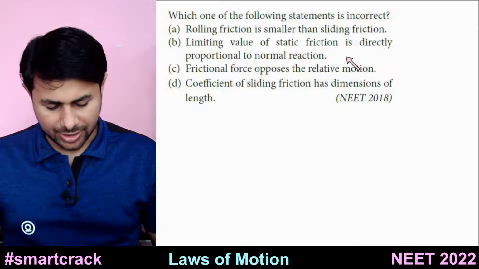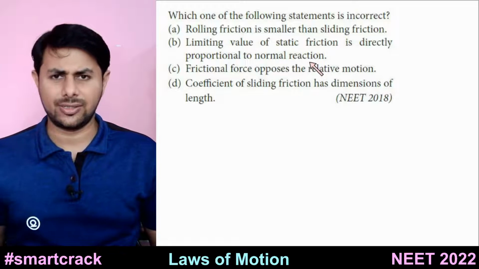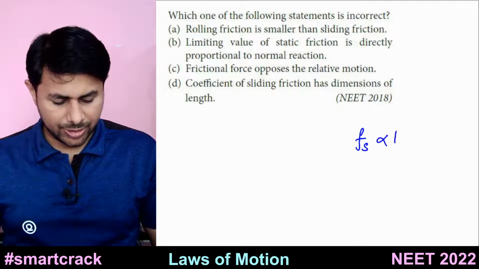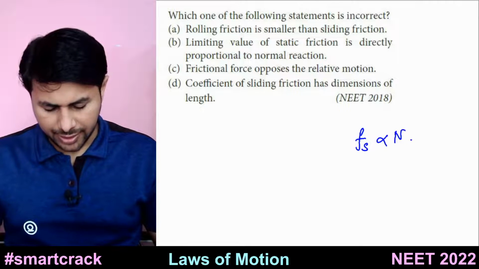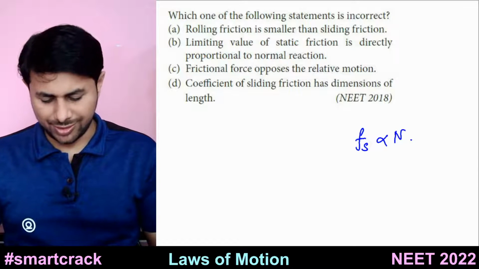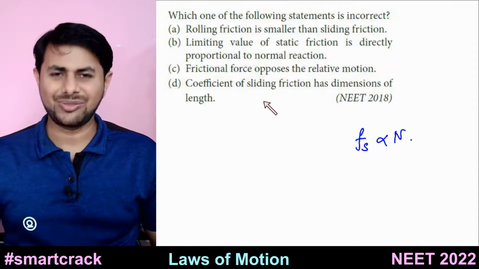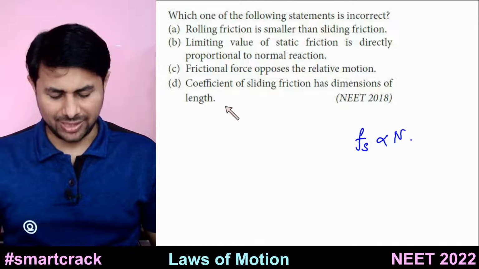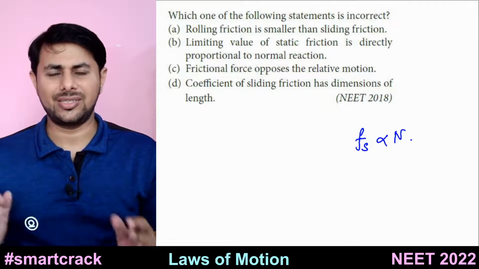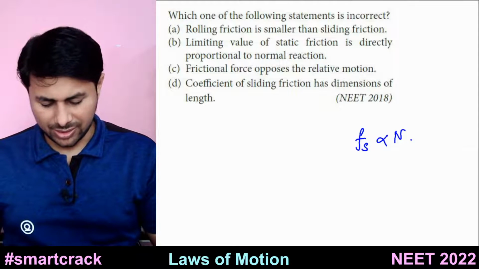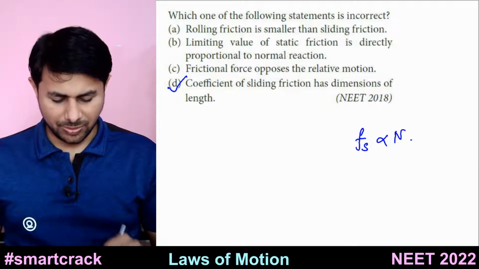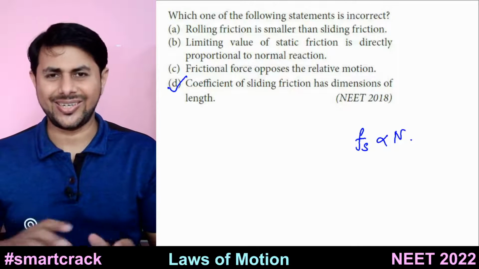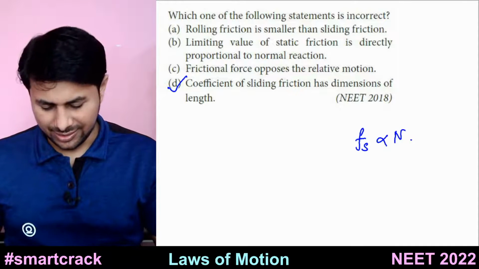Limiting value of static friction is directly proportional to normal reaction. This is also correct. We have seen this. Then, frictional force opposes relative motion, so this is also correct. Then the last one must be incorrect, so let's read that too. Coefficient of sliding friction has dimensions of length. Coefficient of friction is dimensionless, no dimensions. That means this is the correct option, but this statement is incorrect.